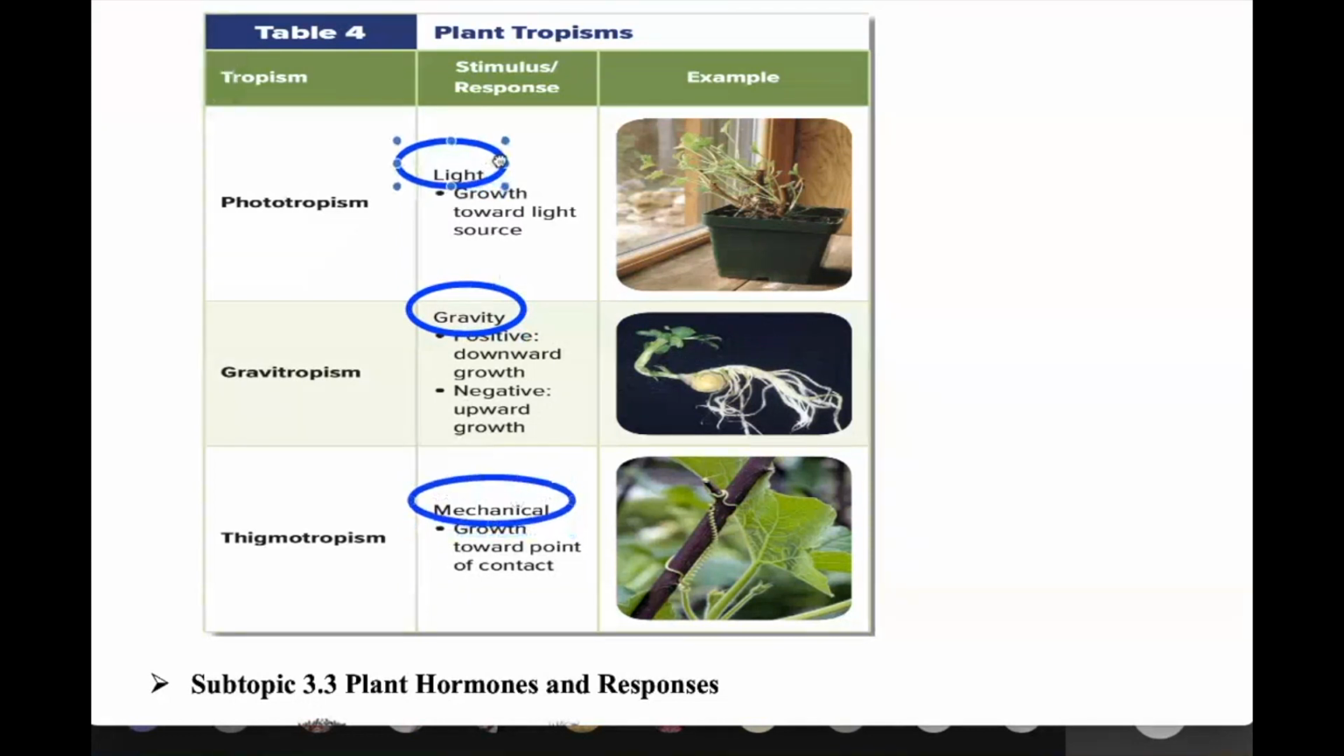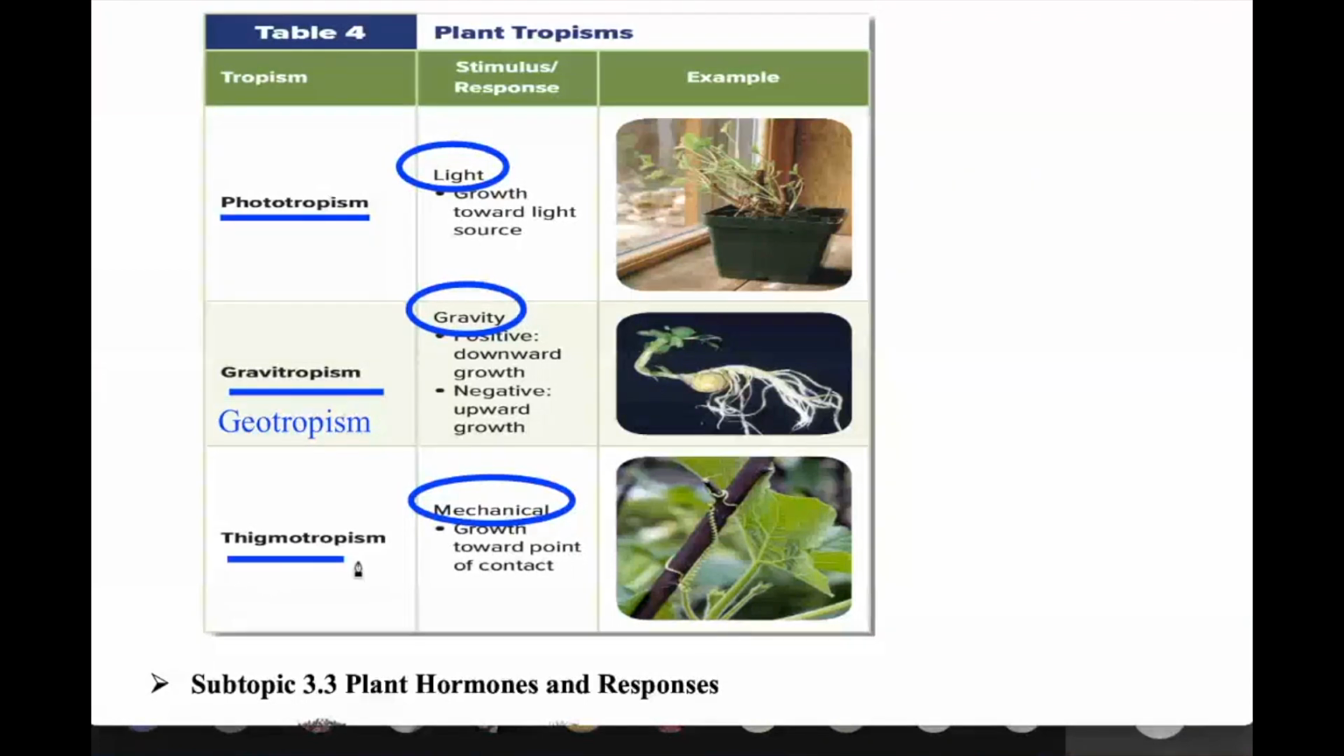If it is a light stimulus, the response will be called phototropism, being attracted to light. The stimulus is light, the response is phototropism. The stimulus is gravity, the response is gravitropism. What is the other name for gravitropism? Geotropism. Geo means earth, so it goes towards the earth.